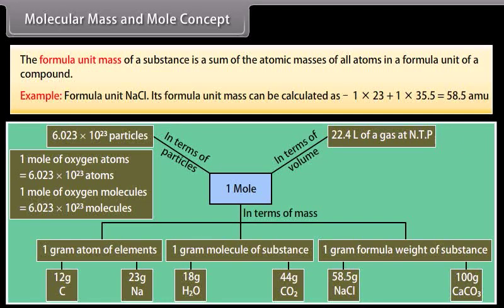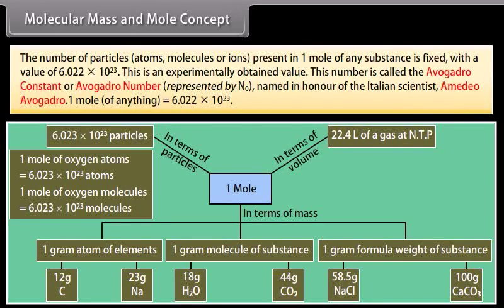Example, formula unit NaCl, its formula unit mass can be calculated as 1 into 23 plus 1 into 35.5, which equals 58.5 units. The number of particles, atoms, molecules, or ions present in 1 mole of any substance is fixed with a value of 6.022 into 10 raised to the power 23. This is an experimentally obtained value. This number is called Avogadro constant or Avogadro number, represented by N0, named in honor of the Italian scientist Amedeo Avogadro. 1 mole of anything is equal to 6.022 into 10 raised to the power 23.